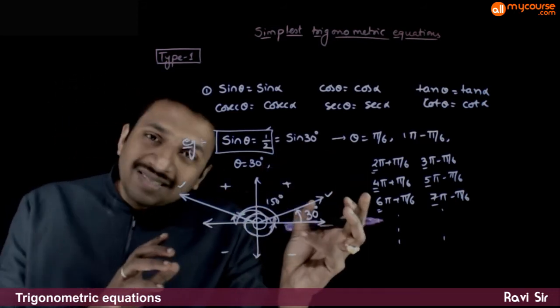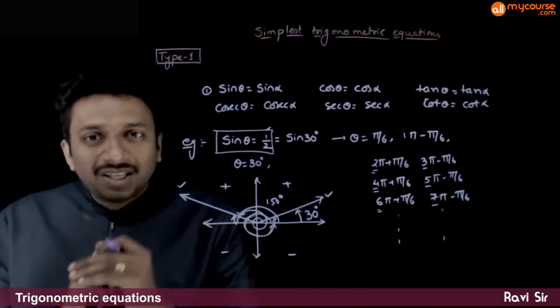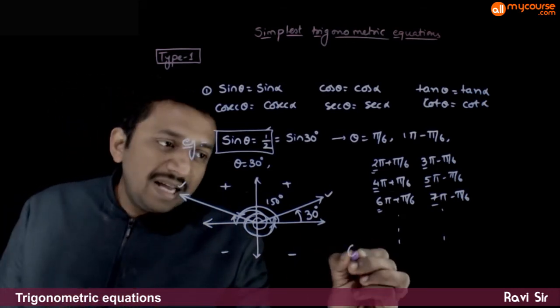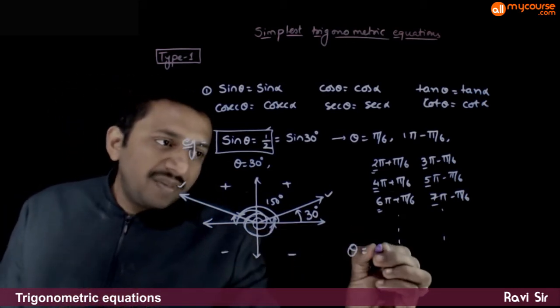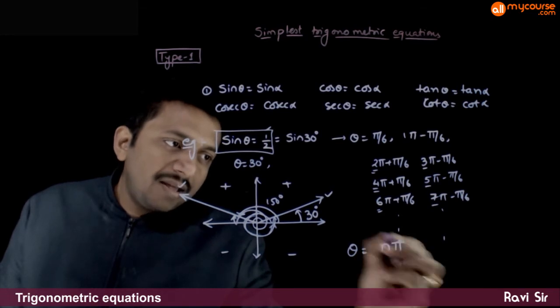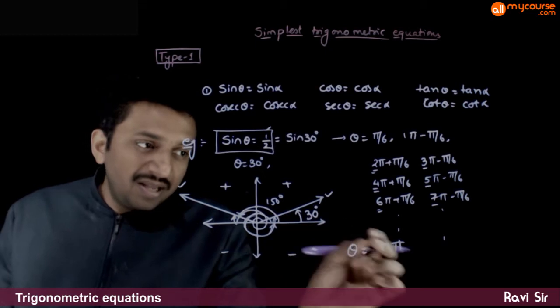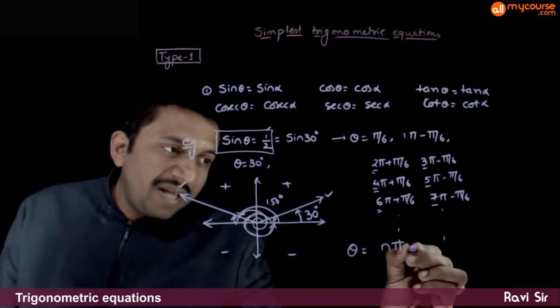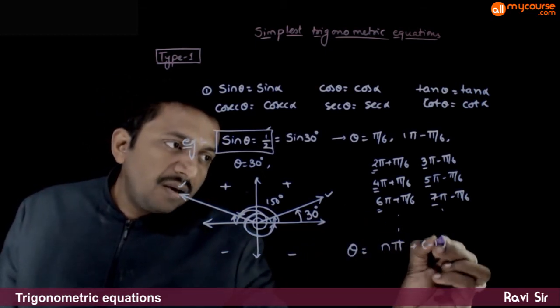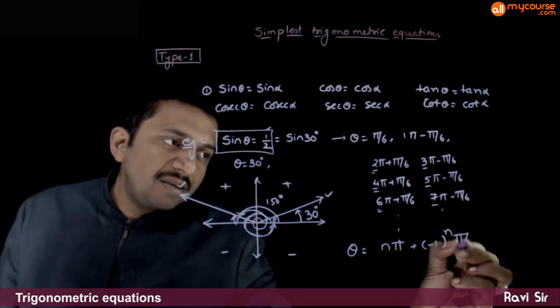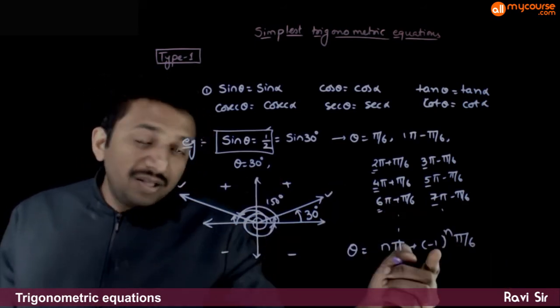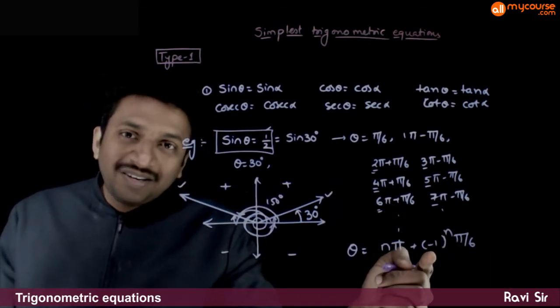So is there some way in which I can write this in a single expression? Theta is equal to n pi plus or minus pi by 6, that is, n pi plus minus 1 whole power n times pi by 6. This minus 1 whole power n is a very tricky expression.